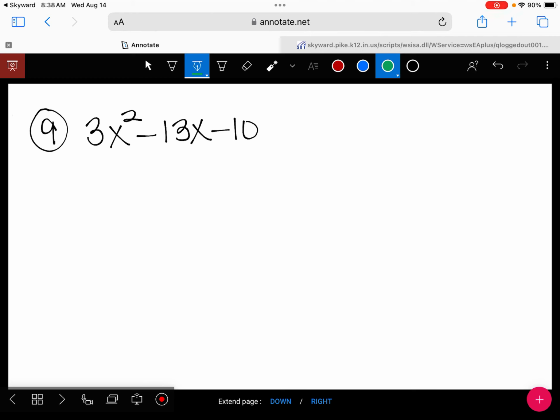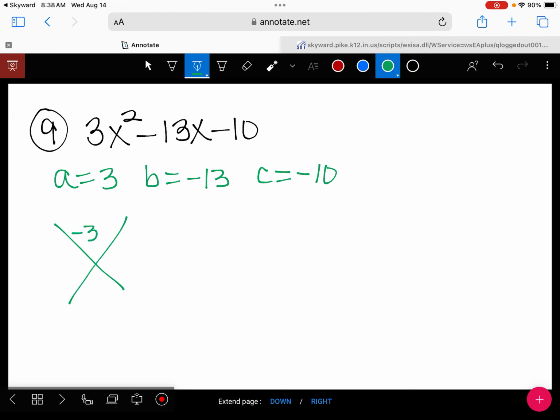Not bad, actually. Let's go through it together and then we'll end there for today. So A is +3. B is -13. C is -10. So on top of the X, we have a -30. And on the bottom of my X, I have a -13.